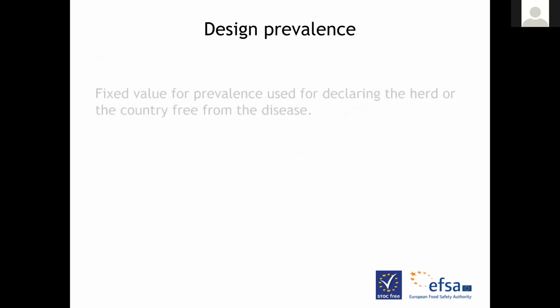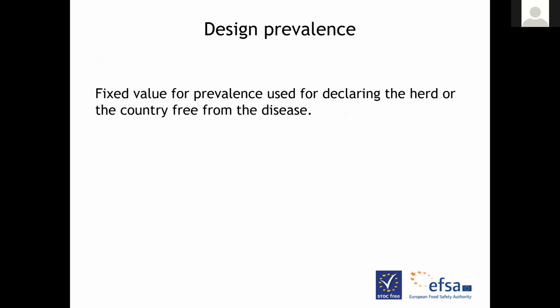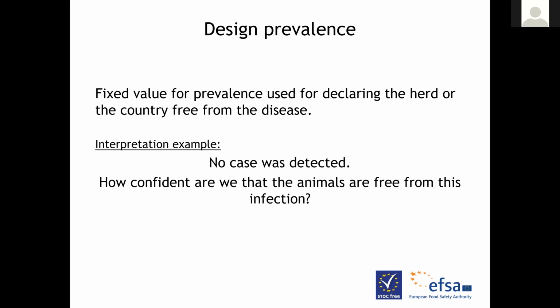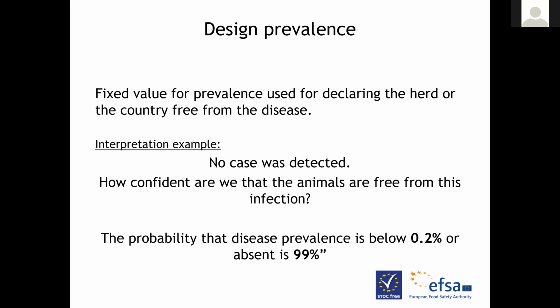And here's what that means. It's a fixed value for prevalence used for declaring the herd or the country free from the disease. So if we did a lot of testing, no case was detected, then how confident are we that the population is indeed free from the infection? For example, we may conclude that the probability that disease prevalence is below 0.2% or absent is 99%. And then the design prevalence is this 0.2%. And that's the detection level that this 99% probability of freedom relates to.